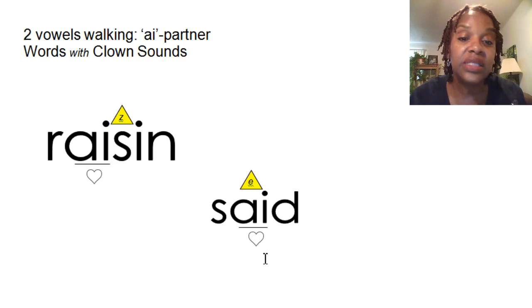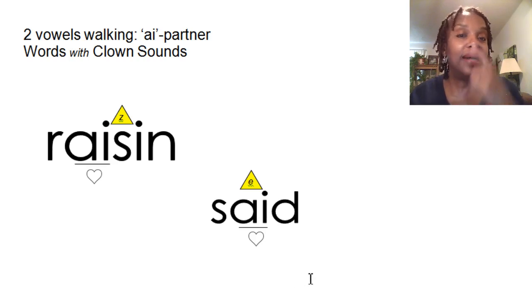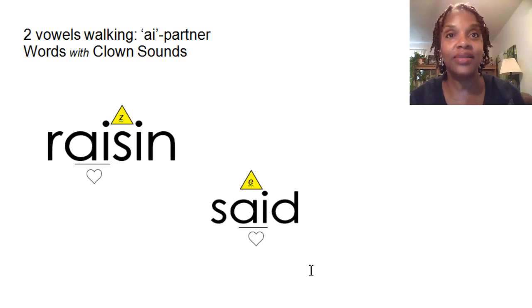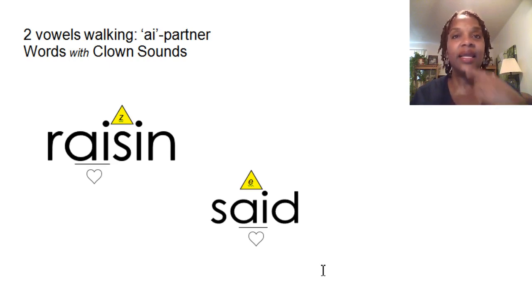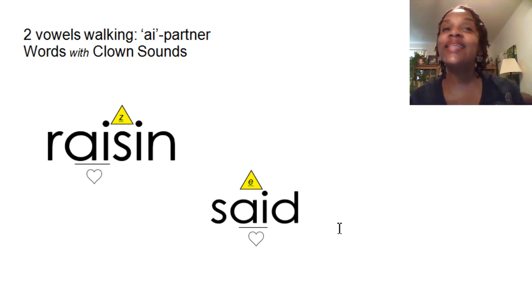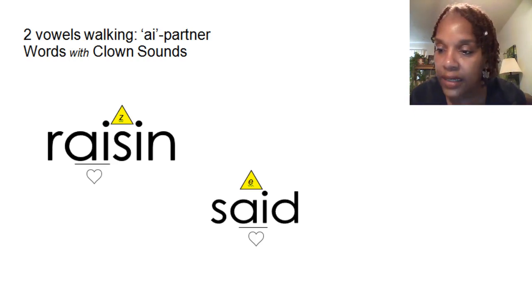All right. So look at the sound out clues that I've left you again, and let's see if we can sound out this word. So you see the partner sound clue. So you know that this AI partner, that's a two vowels walking partner, says A. But in this case, the partner sound is clowning around. Instead of saying A, it's saying eh, like the short sound, like that wizard sound. Eh. All right. Can you sound out this word? Did you say said? Said. Like, I said this would be an easy class for you. Said. That means to say something, to state something. Said. Good job.